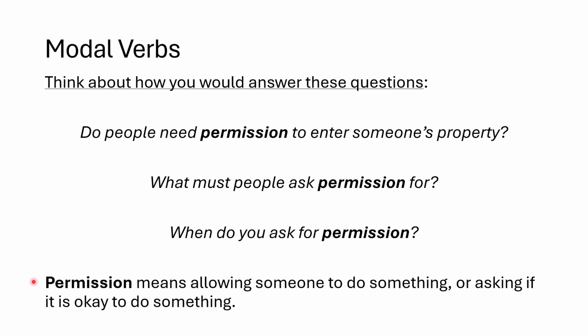Permission means allowing someone to do something or asking if it is okay to do something. Permission is simply when someone says you can or cannot do something. Can I use your phone? This is asking for permission. Yes, you can. This is giving permission. You can't park here. This is refusing permission.